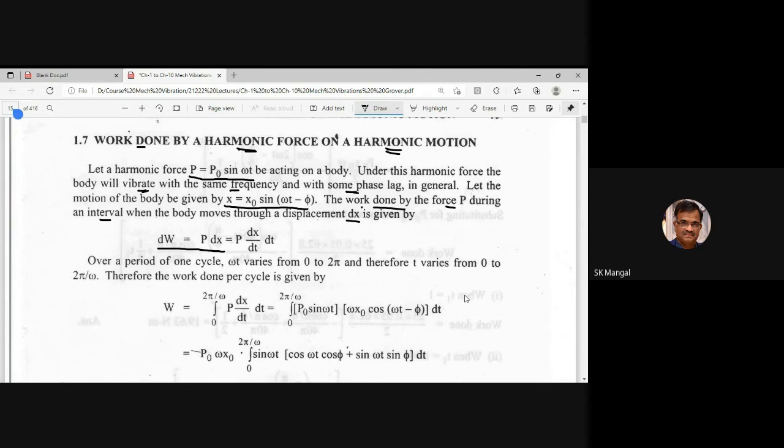I can write dx in this form. So you can put the value of this P, you can put the value of this displacement here, and you can find the elemental work done for dx displacement. And if you want to find the work done per cycle, for which your omega t will vary from 0 to 2 pi, or you can say t will vary from 0 to 2 pi upon omega. So your work done will be nothing but the integration of this whole term.